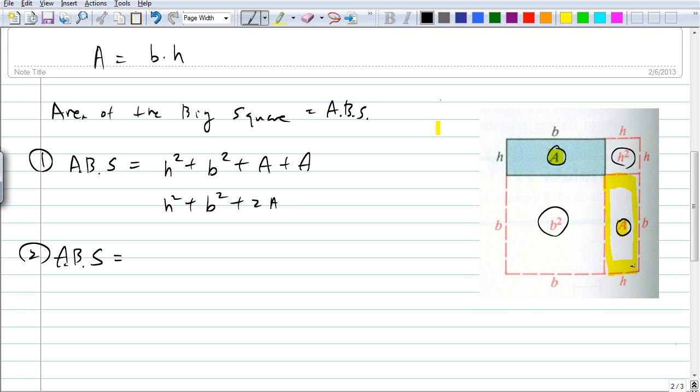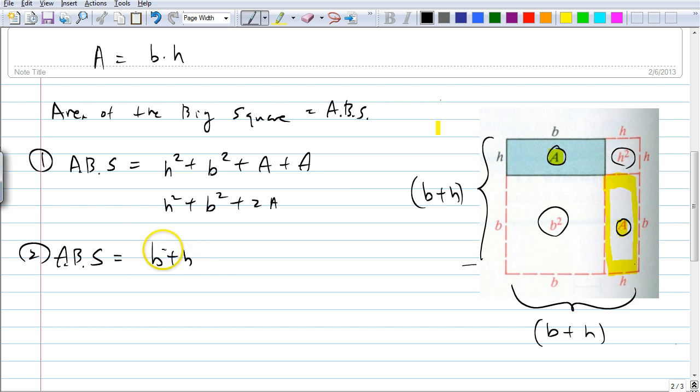How do I do this? Oh, b plus h squared. Yes, because this whole length right here is b plus h, right? What about this one, class? B plus h. And we just said this is a big square, right? So b plus h times b plus h, which is b plus h squared.